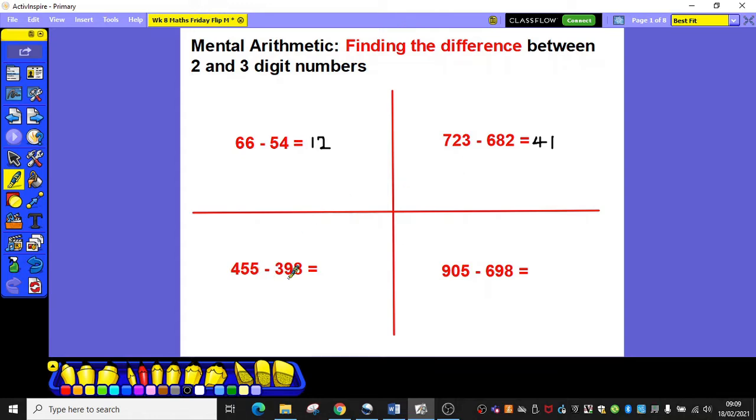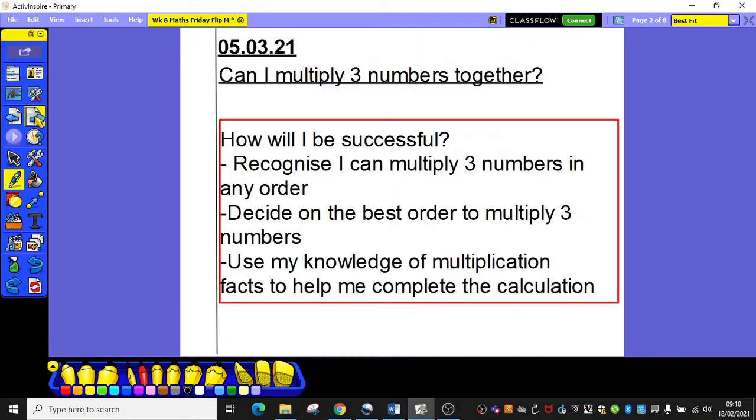So my difference I can see here is add 2 to get to 400, then I've got 55, so my difference is going to be 57. And if I add 2 here, I get to 700. Add 200 more, I get to 900, then I add 5, so I've got a difference of 207. Once you've marked your answers, then let's move on today, please.